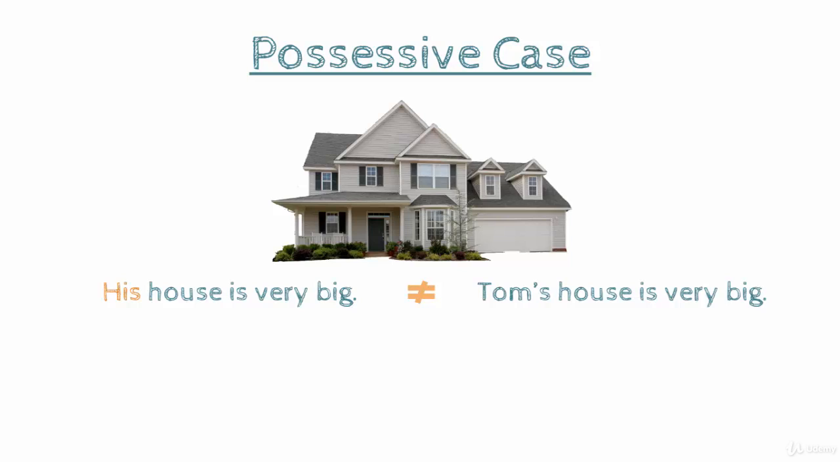Well, here we use the possessive adjective. His house is very big. In the second sentence, we use the possessive case. S, apostrophe S, represents possession. Okay? So, his house is very big is very similar to Tom's house is very big. So you see, these are different ways to express possession.